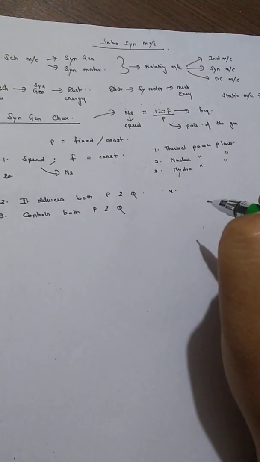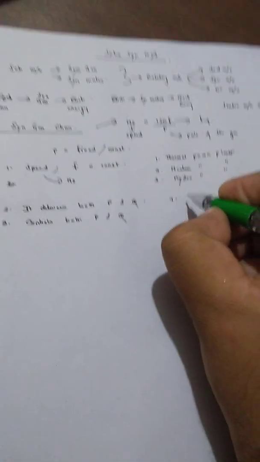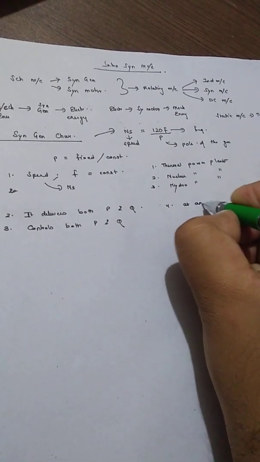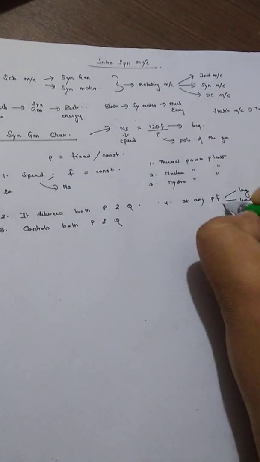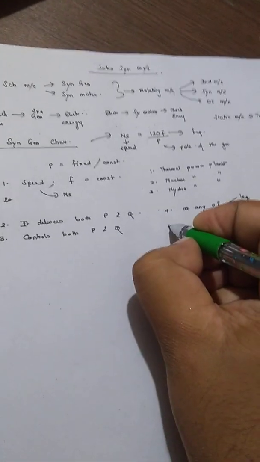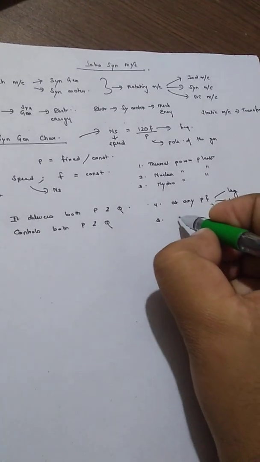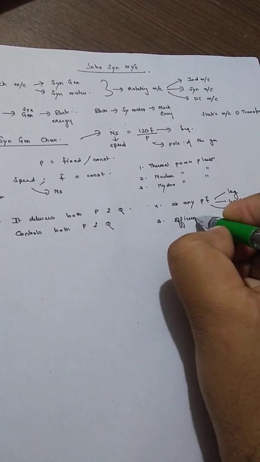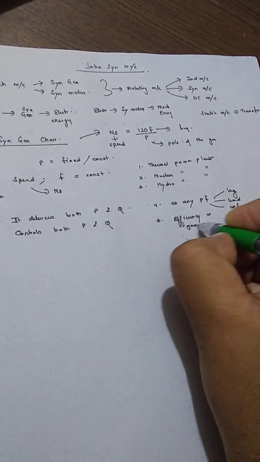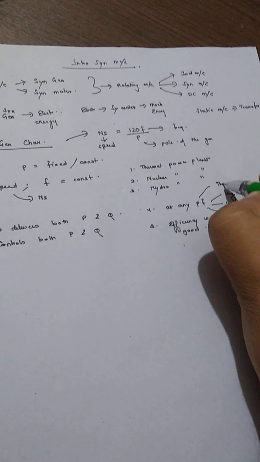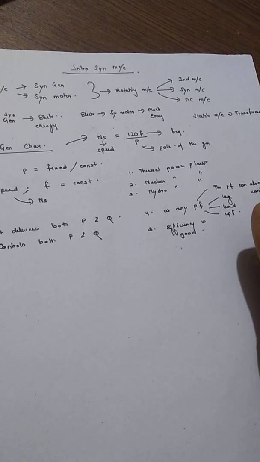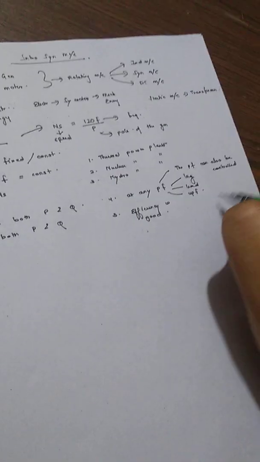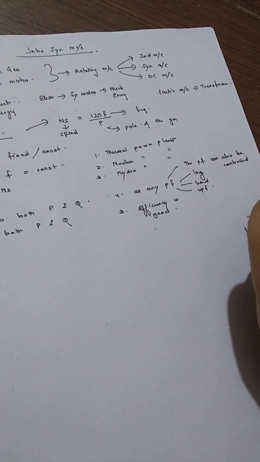Other characteristics of synchronous generator are: it can be operated at any power factor, that is lagging power factor, leading power factor, and UPF. Another characteristic is its efficiency is good. The power factor can also be controlled in a synchronous generator.